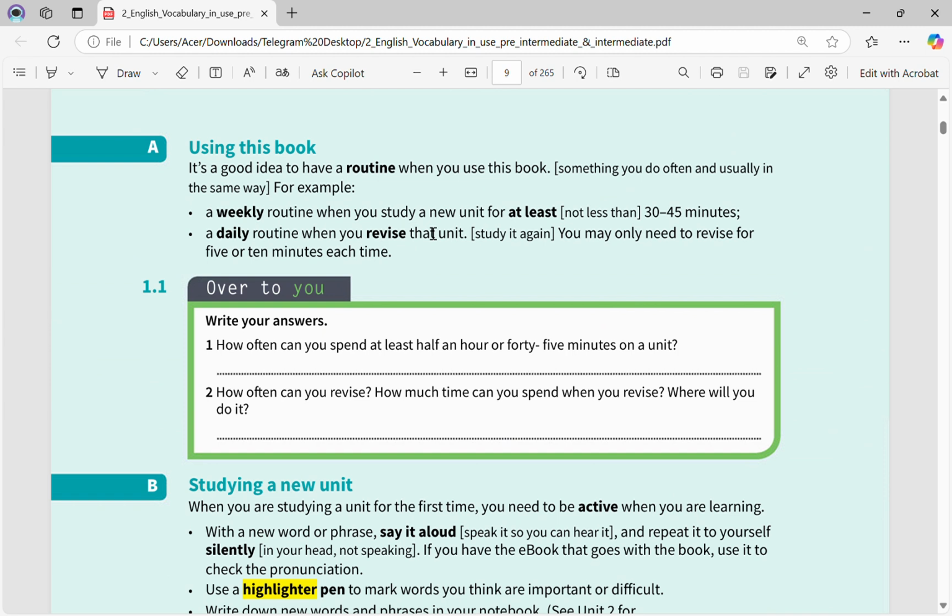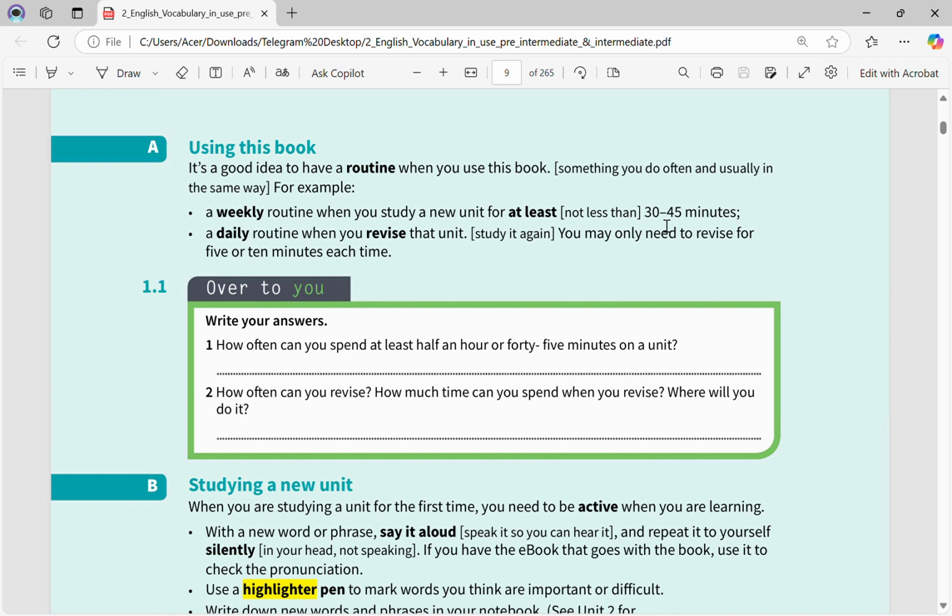Using this book, it's a good idea to have a routine when you use this book. A routine is something you do often and usually the same way. For example, a weekly routine, a schedule, a timetable. A weekly routine when you study a new unit for at least, not less than, 30 to 45 minutes. New unit, 30 to 45 minutes.